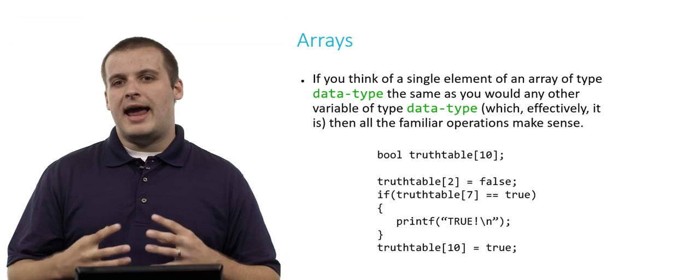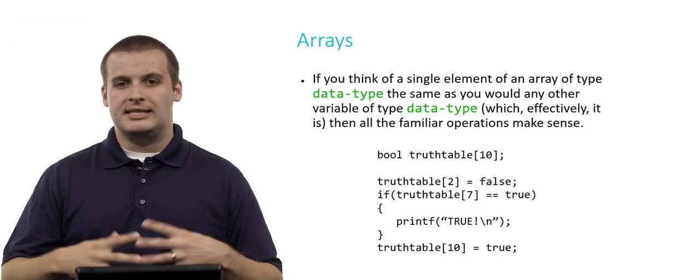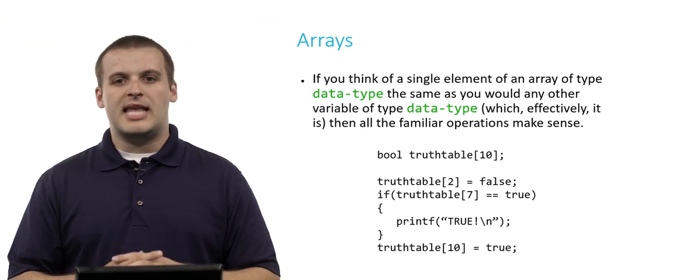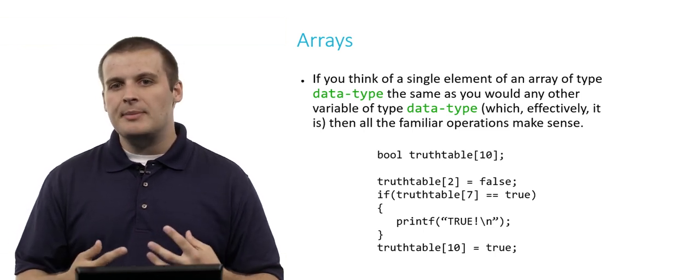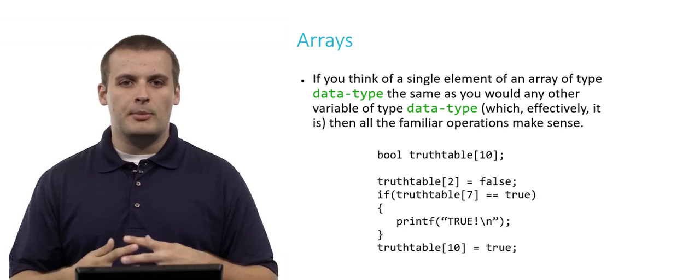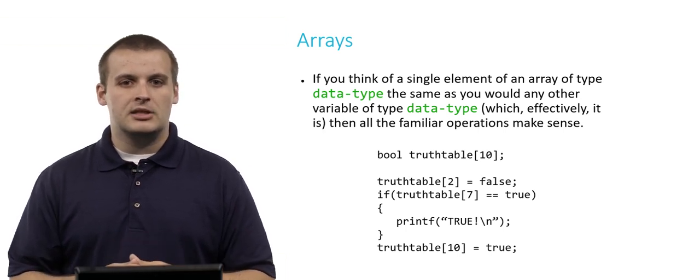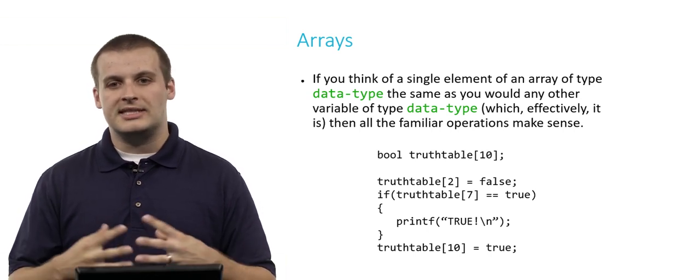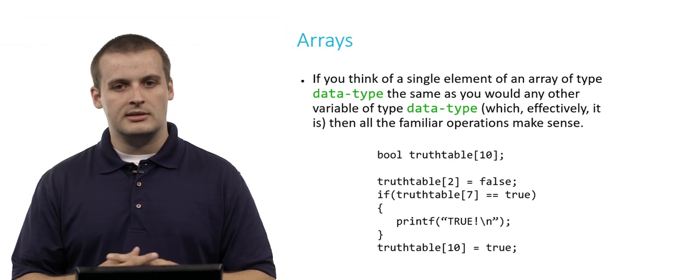If you think of every element of an array of some data type, so for example, a single element of an array of type int, the same way you would think of any other variable of type int, all the familiar operations that we discussed previously in the operations video will make sense. So here we could declare an array of booleans called truth_table, which consists of room for 10 booleans.